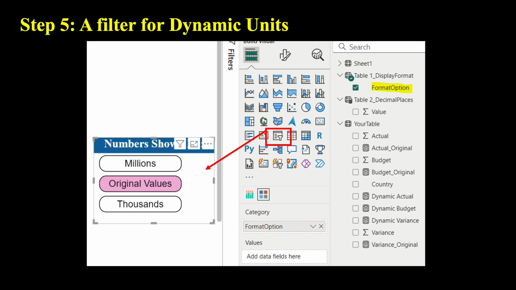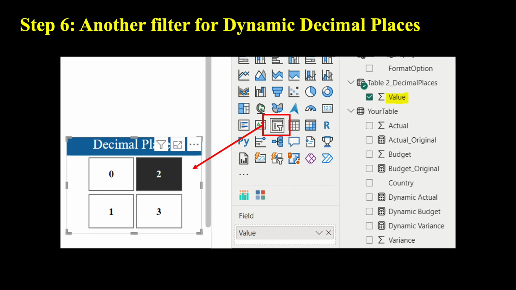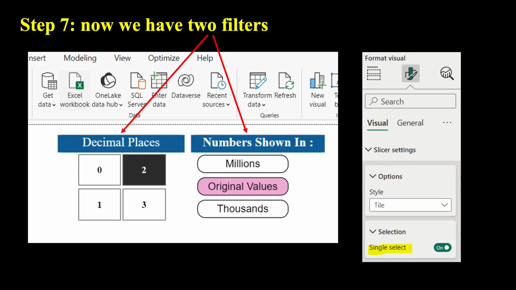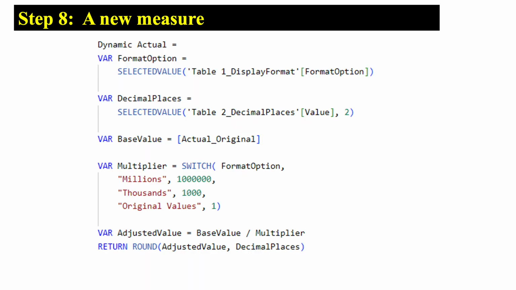Now let's create 2 filters. First, we will use the format option column from table 1 to create it for dynamic units like thousands or millions. Then another filter for dynamic decimal places using the value column from table 2. And now we will have 2 filters. Please make sure that they're set to be single select, not multi-select, because we only want one option to be selected at a time.